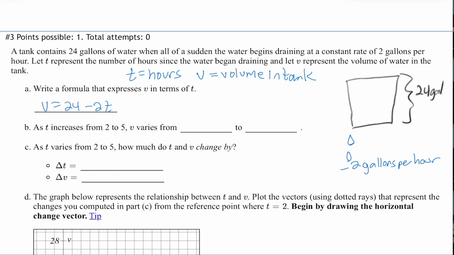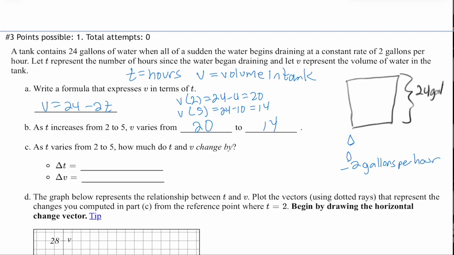Then it says, as T increases from 2 to 5, V varies from what to what? Well, in our equation, let's plug in 2 and let's plug in 5 and see what's happening. If you plug in 2, you get 24 minus 4 or 20. So that would be the answer here. And if you plug in 5, you get 24 minus 10 or 14. And we should say that as time increases, the volume should go down since it's draining out. We should see it decrease from 20 to 14.